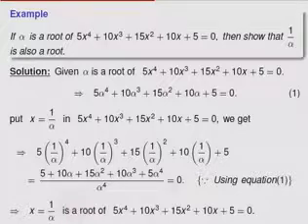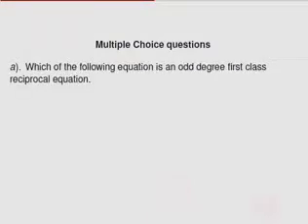Okay, we shall move on to the next one, a multiple choice question. Which of the following equations is an odd degree first class reciprocal equation? We know the terms of an odd degree first class reciprocal equation are odd degree with like coefficients, that is a naught is equal to a n and a1 is equal to a n minus 1.